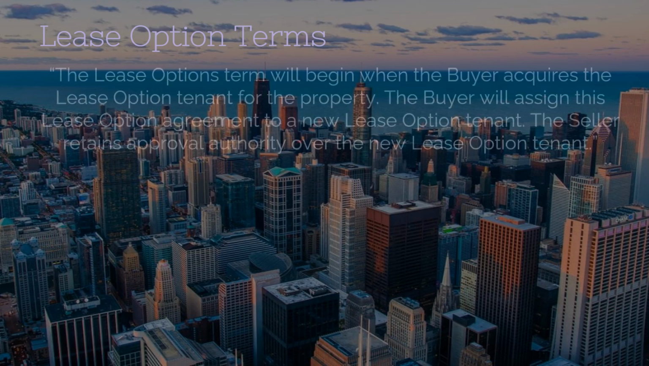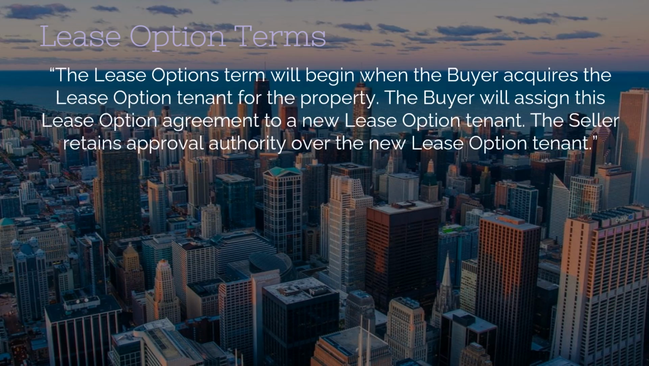The lease option terms will begin when the buyer acquires the lease option tenant for the property. The buyer will assign the lease option agreement to the new lease option tenant. The seller retains the approval authority over the new lease option tenant. Therefore, if you dislike the tenant you are bringing them, they are not obliged to accept it. This is a message you are conveying to them. You are making this straightforward document for the seller to sign by assuring them that they have the final say in the tenant selection process.